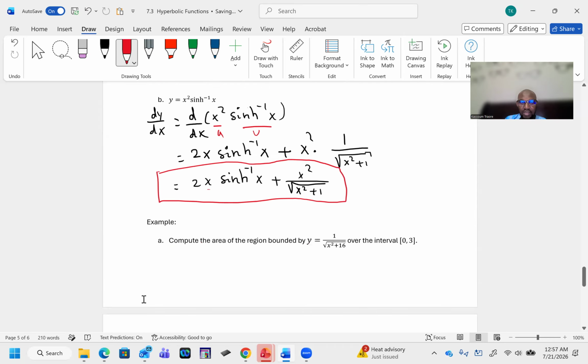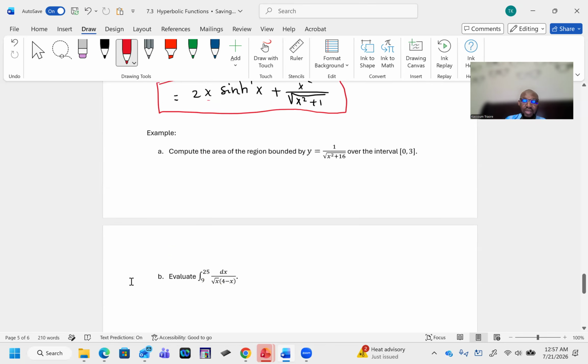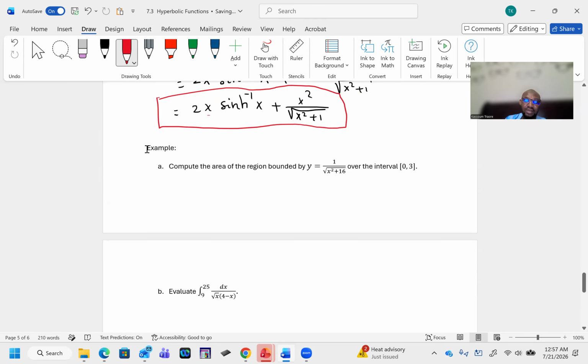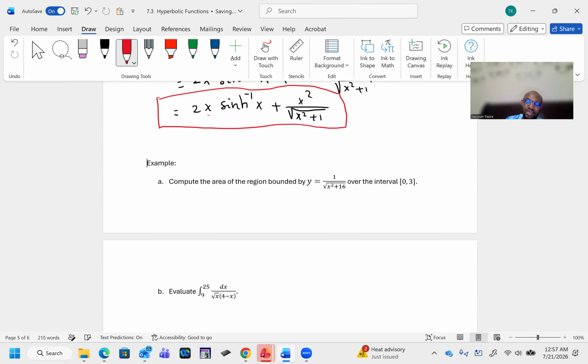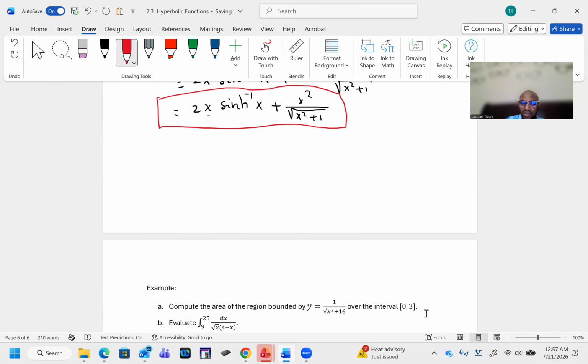So last, not the least, we are asked to compute the following integral. Okay?